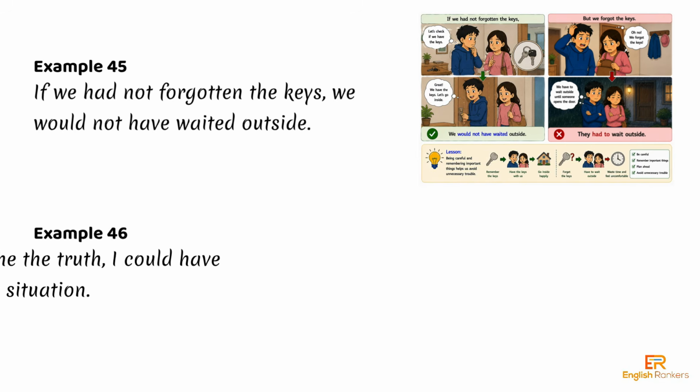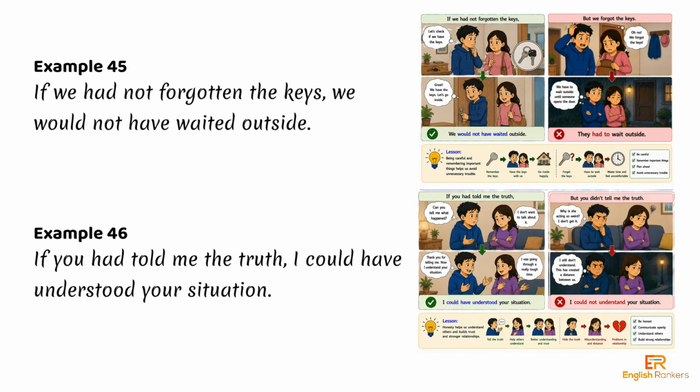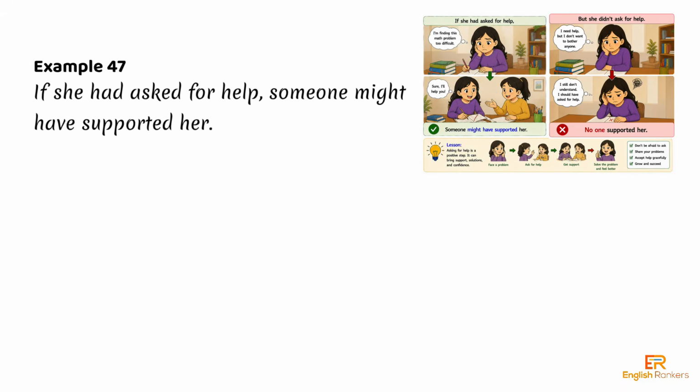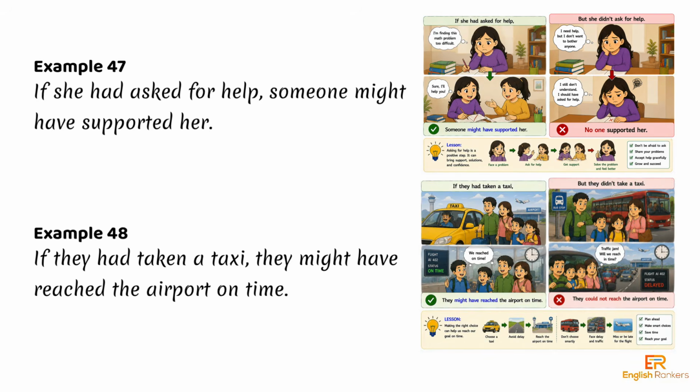Example 46. If you had told me the truth, I could have understood your situation. You did not tell me the truth, so I could not understand the situation. Example 47. If she had asked for help, someone might have supported her. She did not ask for help, so no one supported her. Example 48. If they had taken a taxi, they might have reached the airport on time. They did not take a taxi, so they arrived late.